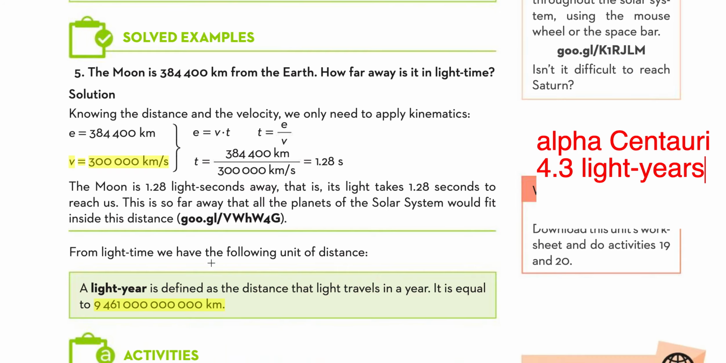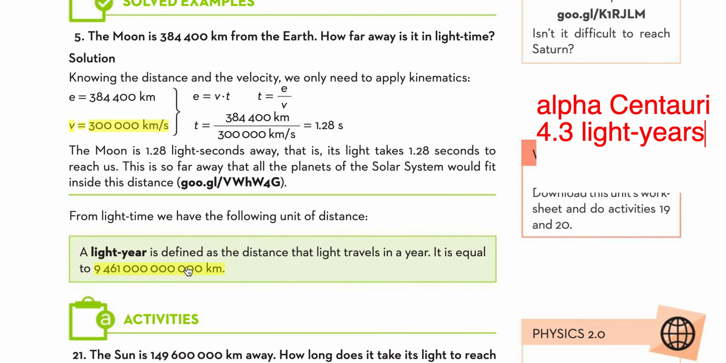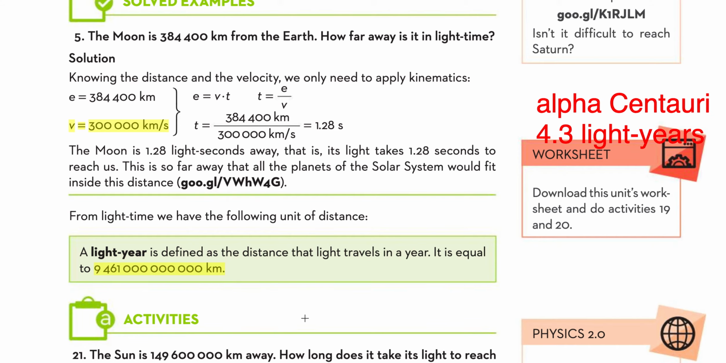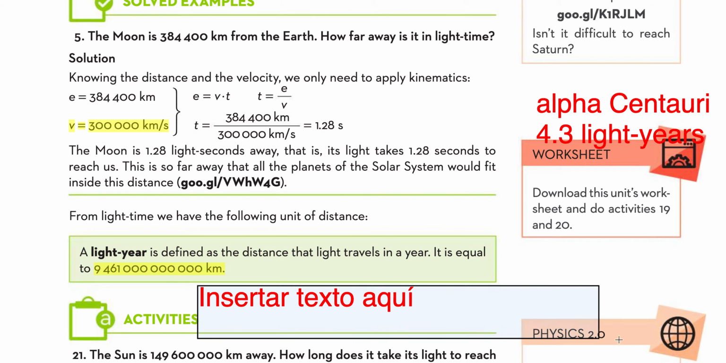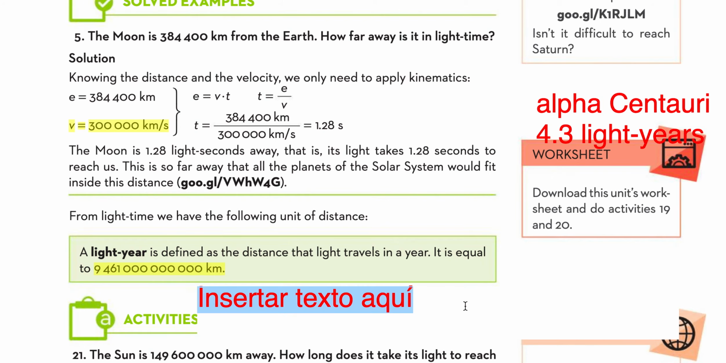How can we get this number? What is the way to find this number? Well, to do it, we need to do some calculation. That is, multiplying 300,000 kilometers per second times the seconds in 1 year.